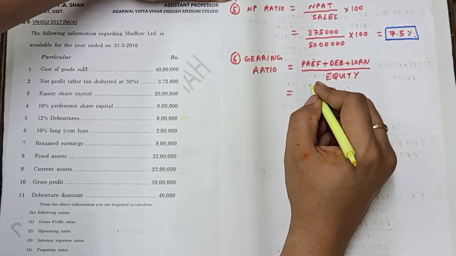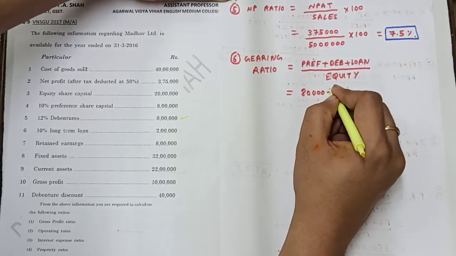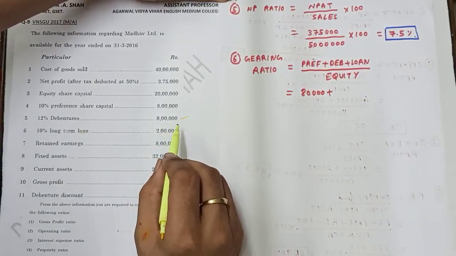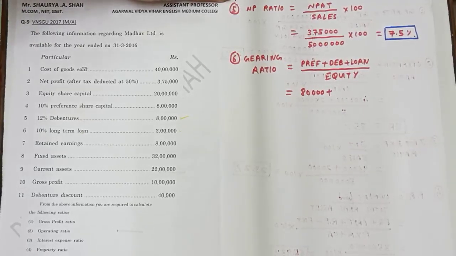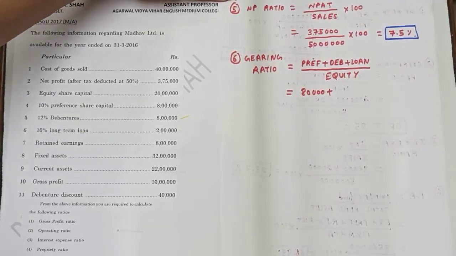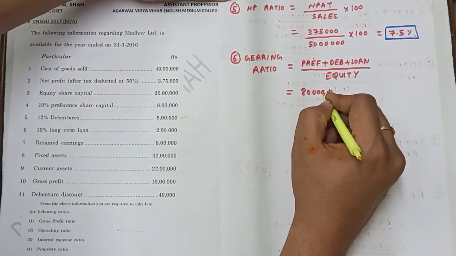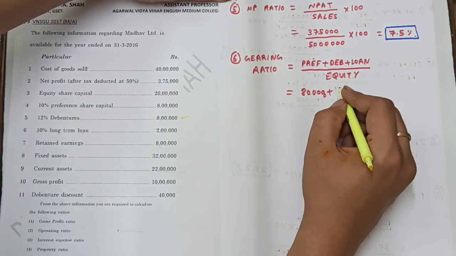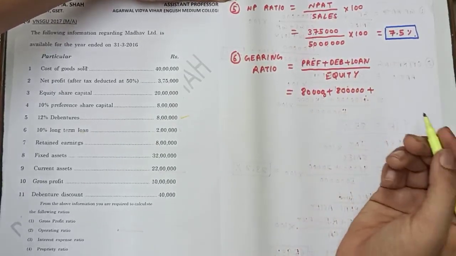Preference dividend, I can find out 10% on 8 lakh gives me 80,000, plus 12% on 8 lakh gives me how much? Again, we can say debenture. Fine. So here, students, gearing ratio, fixed interest bearing securities, right? You have to take the entire amount, so that is 10% preference share capital gives me the amount of 8 lakh, debentures gives me the amount of 8 lakh, plus loan is how much?